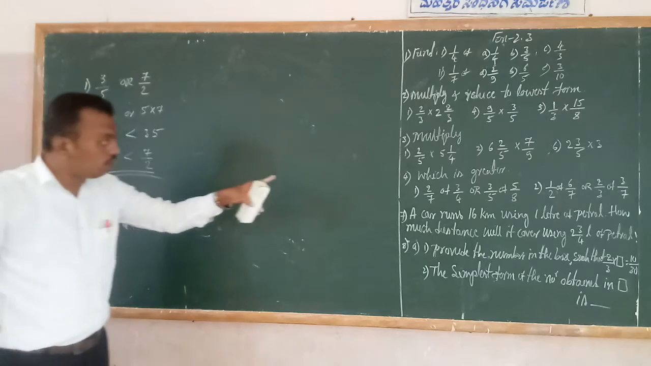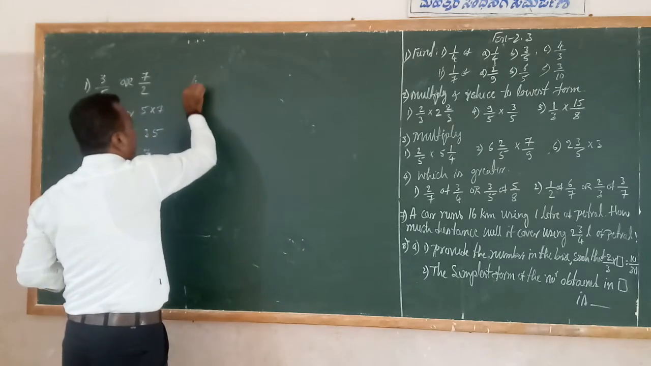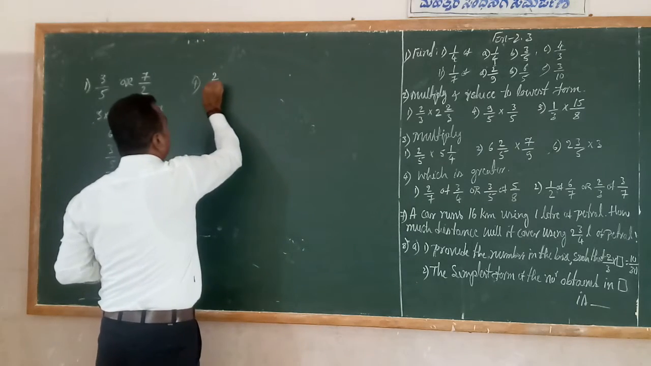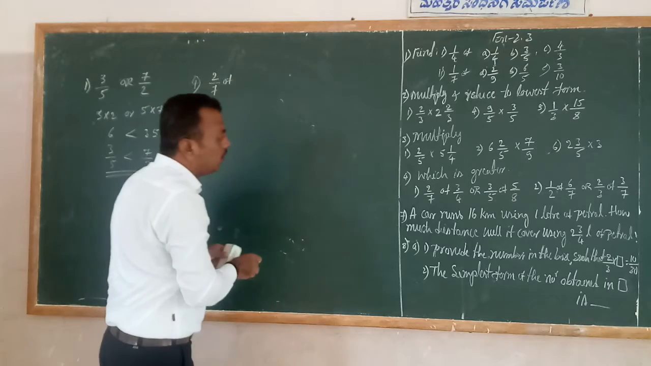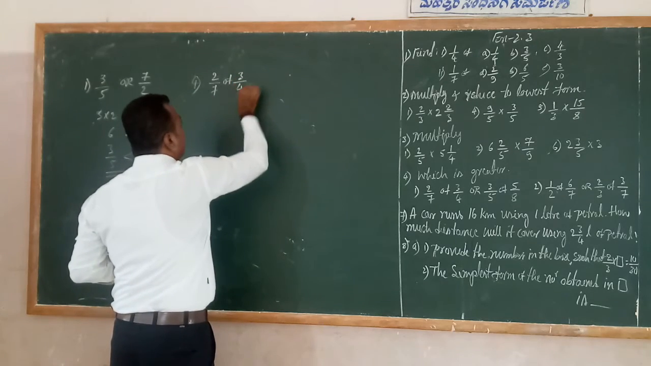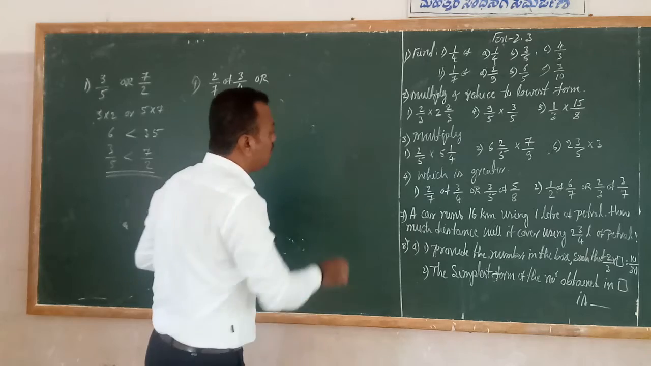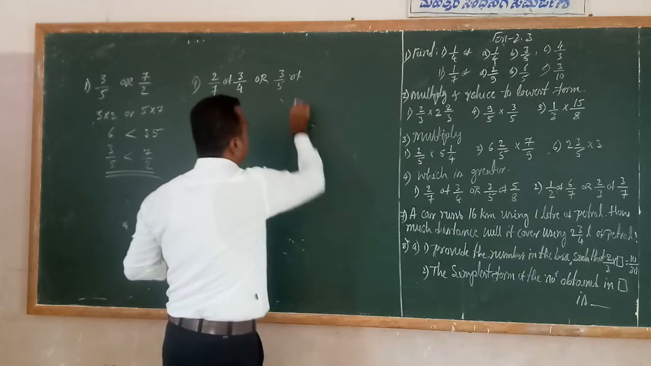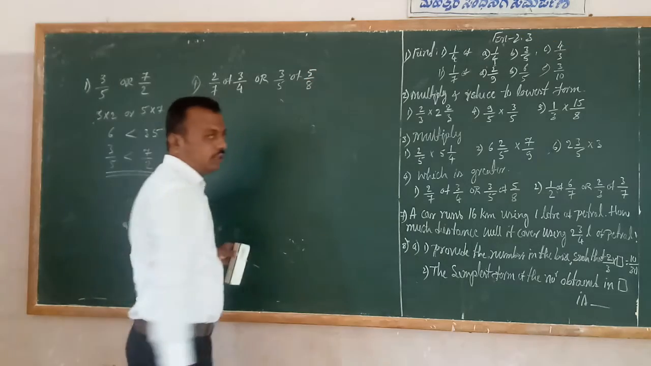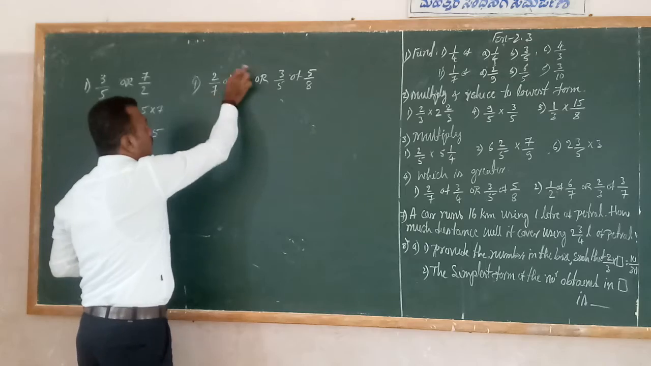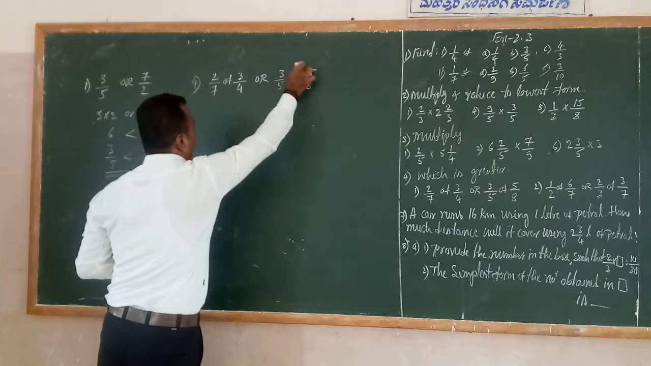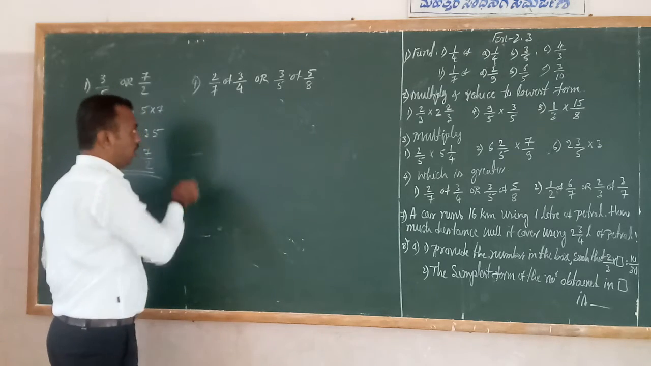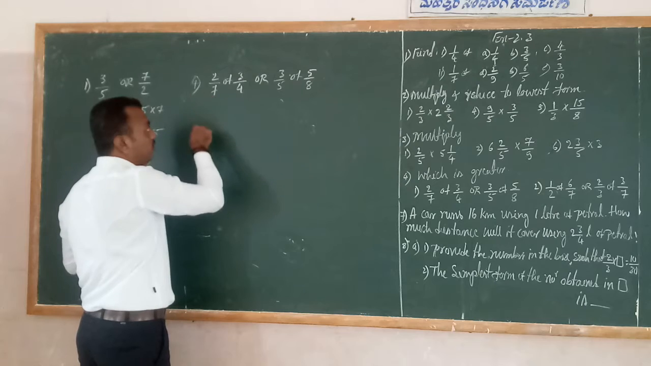Like this, we have to solve question number 4. See, they are given in complex form. 2 by 7 of 3 by 4, or 3 by 5 of 5 by 8. First we have to simplify this one and this one. Afterwards, you have to decide which is smaller and which is greater. That time you have to use these tricks.